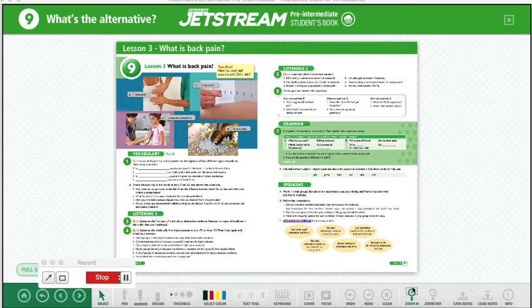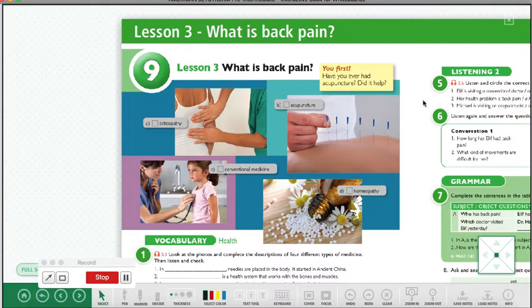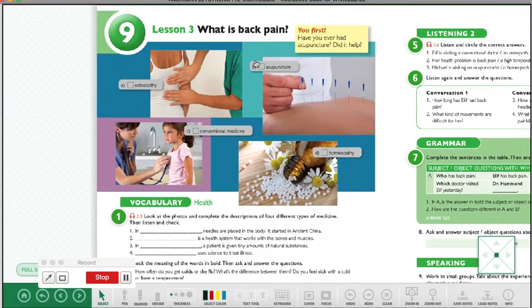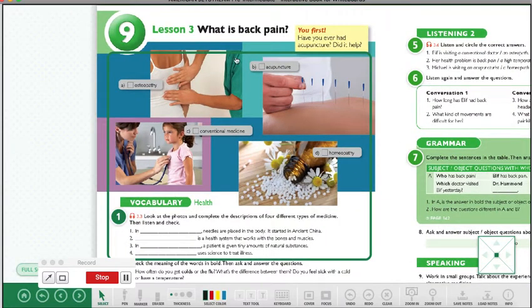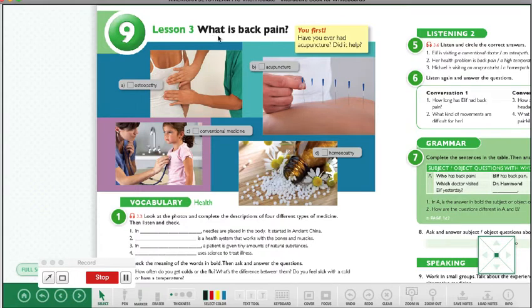Well, today we are going to finish unit number 9. So we are going to go over to lesson number 3 of the unit, which, as you can see, is going to be about health problems. Okay, look at the title.